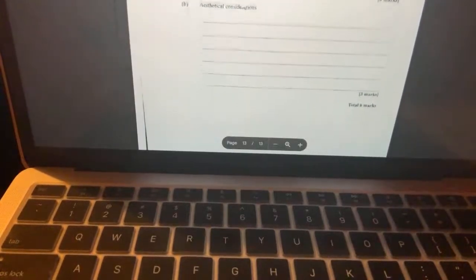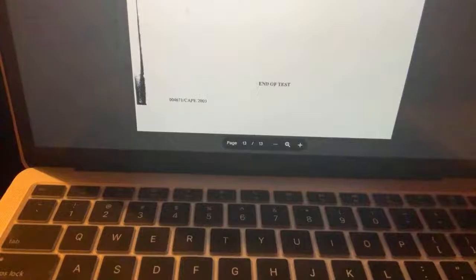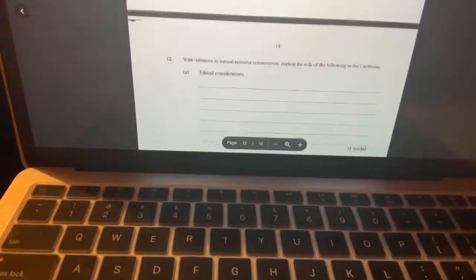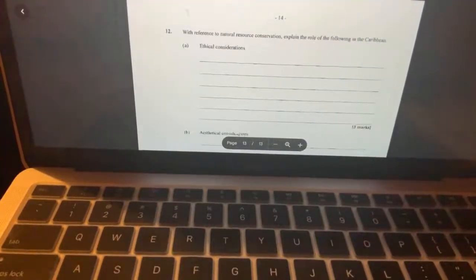All right, is this the last two? These are the last two questions, guys. It says, with reference to natural resource conservation, explain the role of the following in the Caribbean: ethical considerations and aesthetical considerations. Those last two, attempt them.